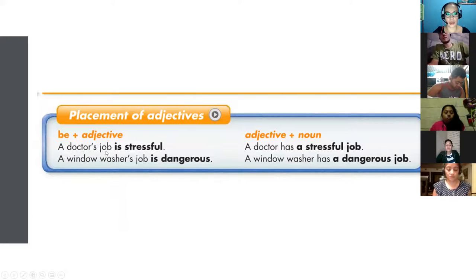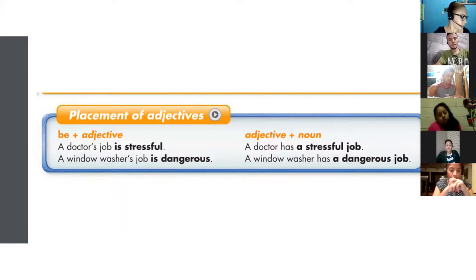Okay, a doctor's job. Y este apóstrofe con esta S, ¿qué significa? ¿Se acuerdan? Que pertenece, posesión. ¿Pertenece a quién? Al doctor. ¿El trabajo de quién? Del doctor. Es estresante. A doctor's job is stressful. A window washer's job is dangerous.